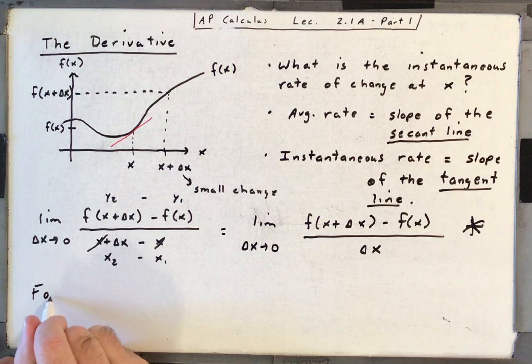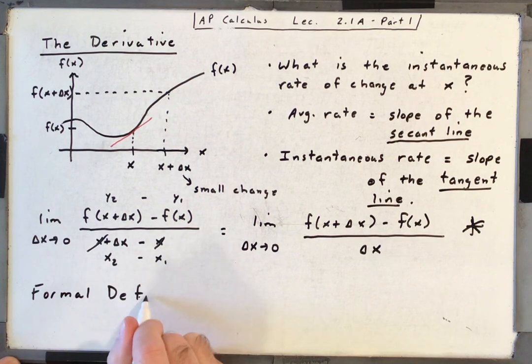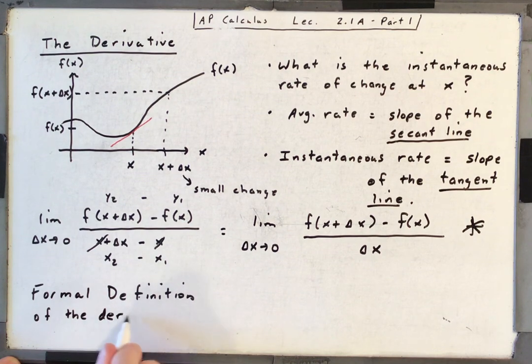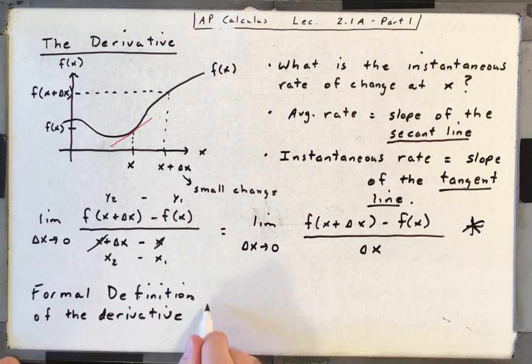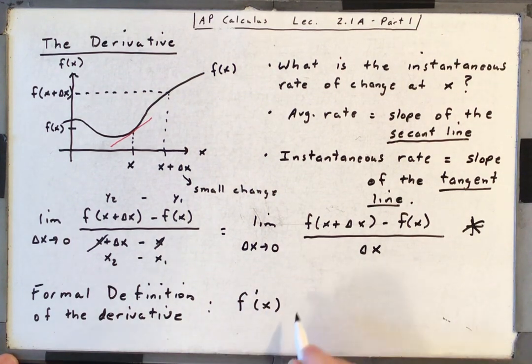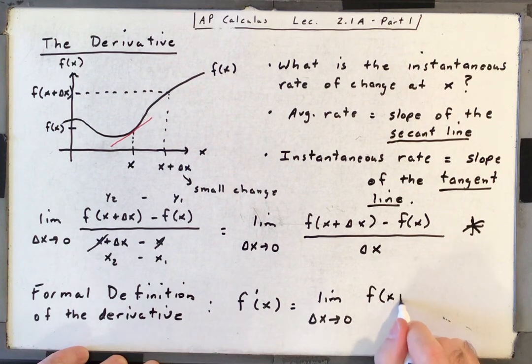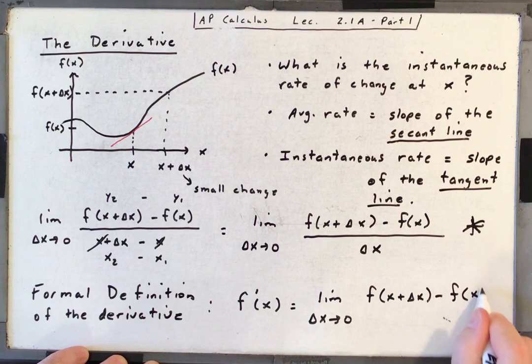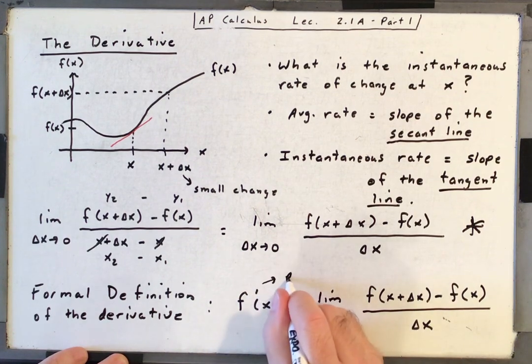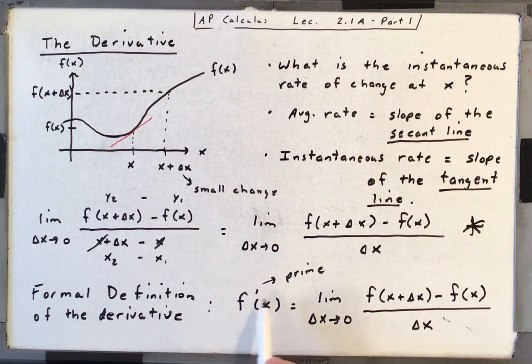So I'm going to write the formal definition of the derivative, which is just an instantaneous rate of change. We call the derivative f prime of x. It's the limit as delta x approaches 0 of f of x plus delta x minus f of x over delta x. That little dash there is prime. So the derivative is f prime of x. What's the derivative of f of x? It's f prime of x.